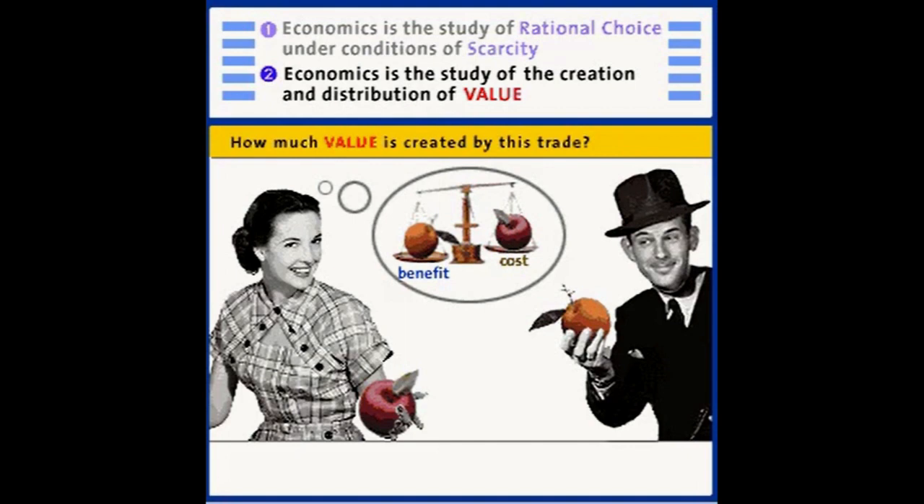Suppose you think the peach is worth a dollar, that is, you would be willing to spend a dollar on this peach. And suppose the apple is worth 40 cents to you, that is, a measure of the satisfaction you would get from eating the apple.